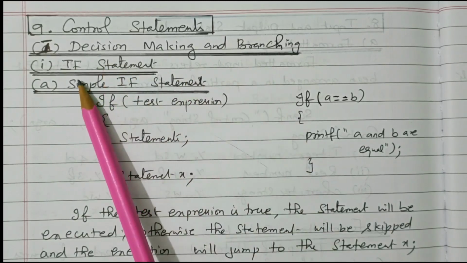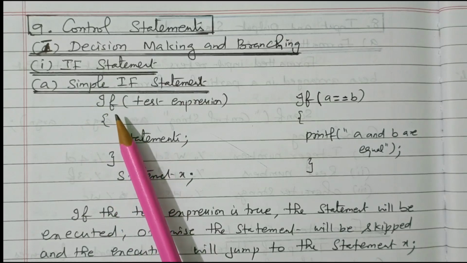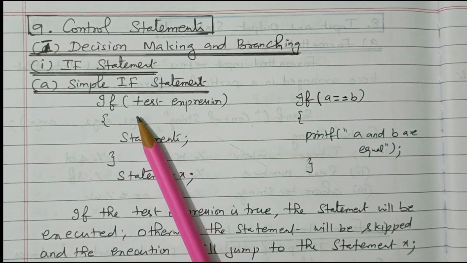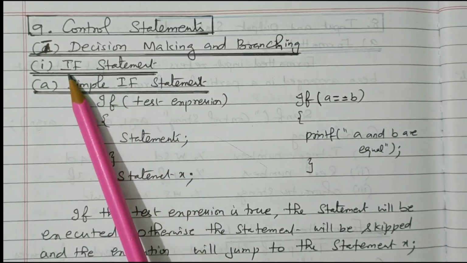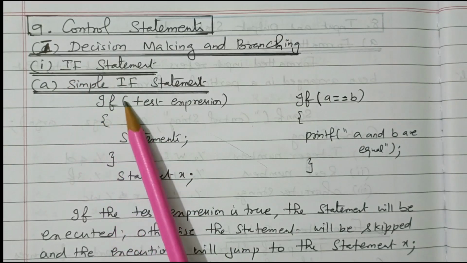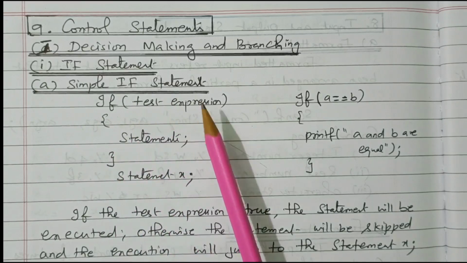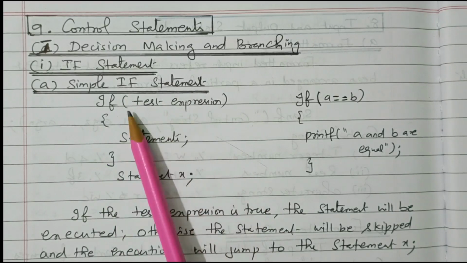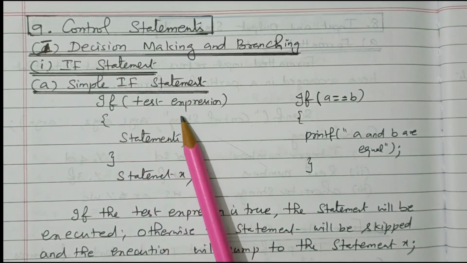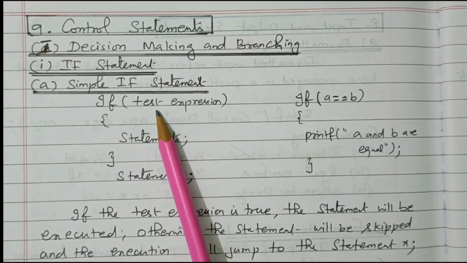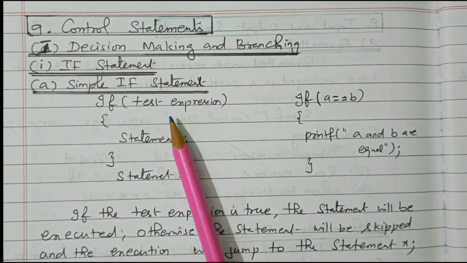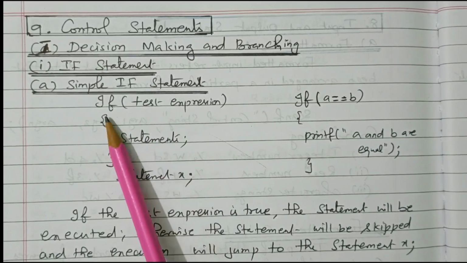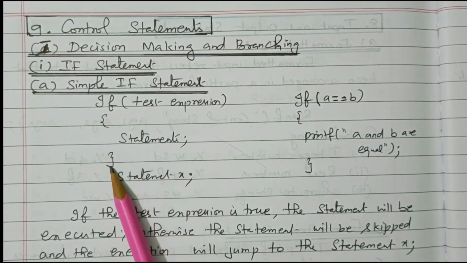So under that we will see the if statement. In this video we will see the simple if statement and the if else statement. These two types we will see in this video. Under the if statement, the first type is the simple if statement. What is a simple if statement? If test condition, within the brackets the test condition is given. It will check the test condition. If the test condition is true, it will execute the statements given within the open and closing braces.